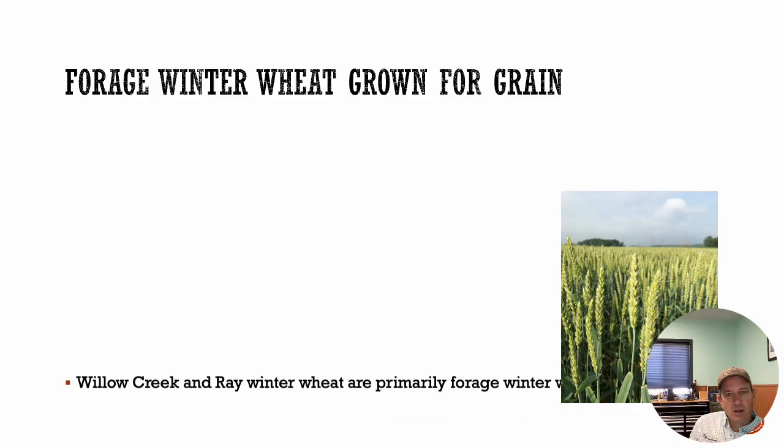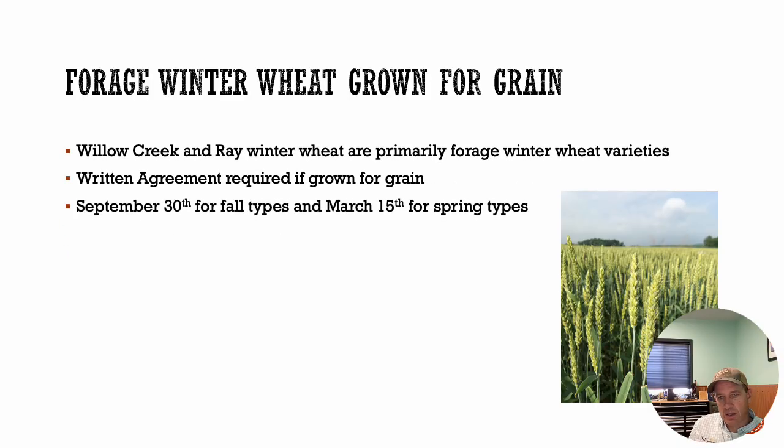So forage wheat grown for grain, there was a guy that kind of fell through the cracks on this at a different agency that I had talked to. But Ray and Willow Creek winter wheat are both considered forage varieties. If you seed those with the intent of harvesting them for grain, like seed them just to harvest it for seed or just grow it as winter wheat, those have to have a written agreement done to make that be insurable by September 30th for fall types and March 15th for spring types, just FYI.